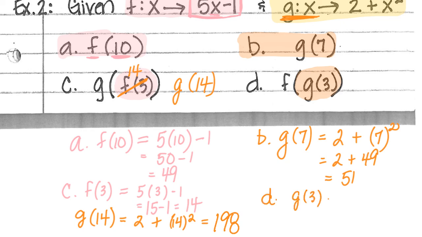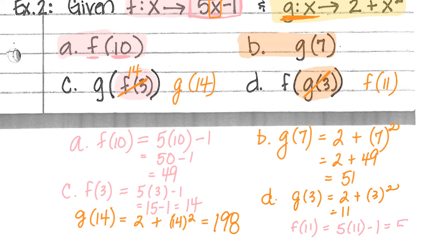When I plug in g of 3, I have 2 plus 3 squared. Well, 3 squared is 9. So that gives us 11. So now I'm going to find f of 11. So instead of putting in x, I'm going to put in 11. Well, 5 times 11 is 55. Minus 1 is 54. How'd y'all do?